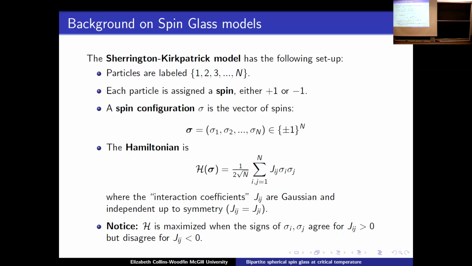You can think of this as the attraction or anti-alignment of the particles. So if the particles want to align, then J is going to be positive. If they want to anti-align, then it's going to be negative. And so this Hamiltonian is large when, for the most part, the signs agree if their interaction coefficient is positive, and the signs disagree if their interaction coefficient is negative. So that's the general idea, and we're trying to maximize this thing.